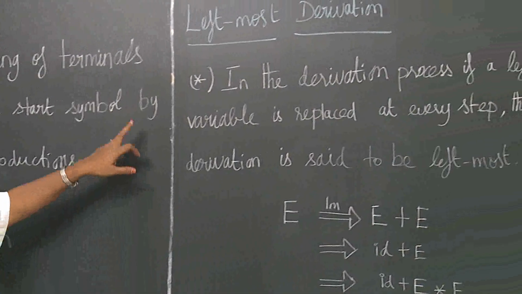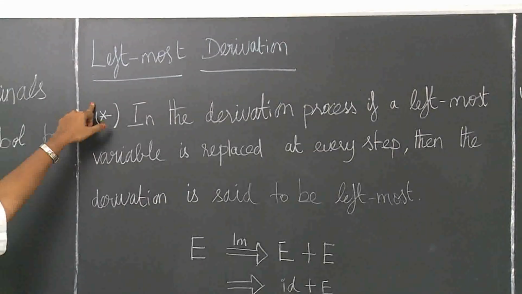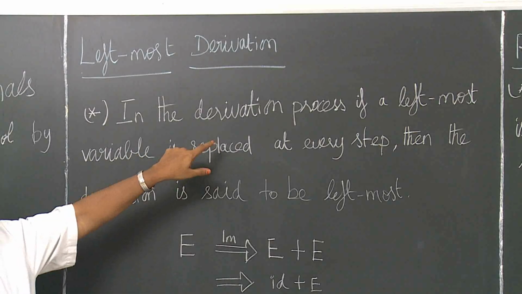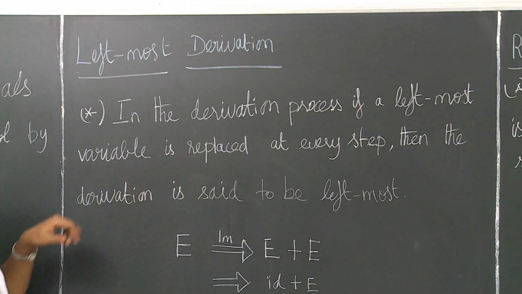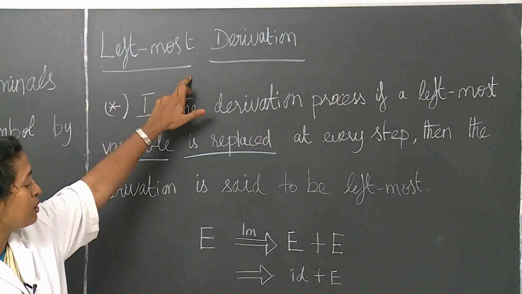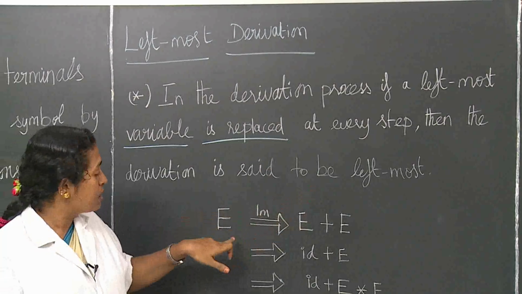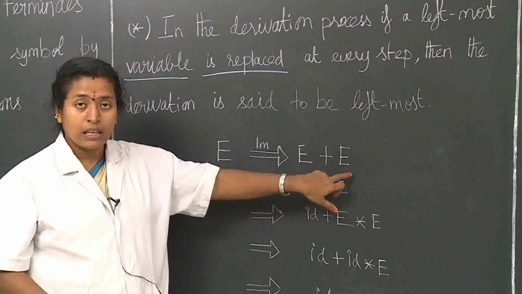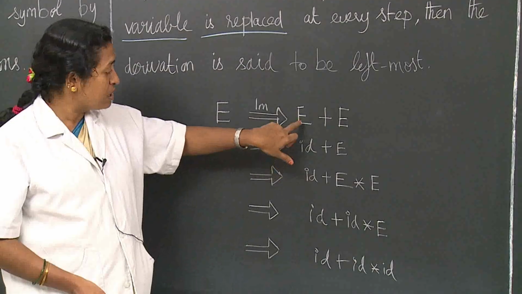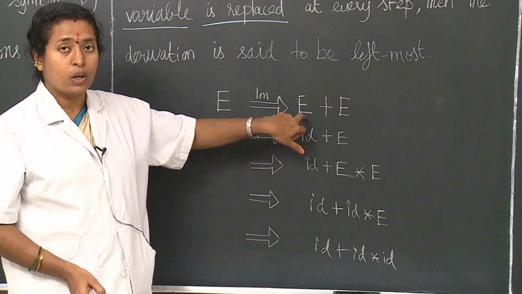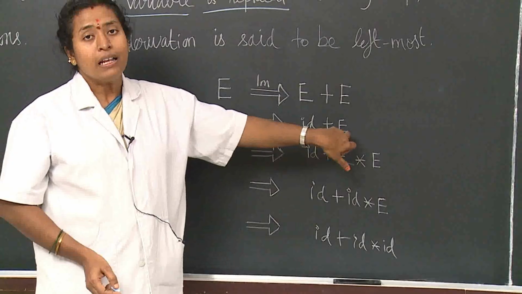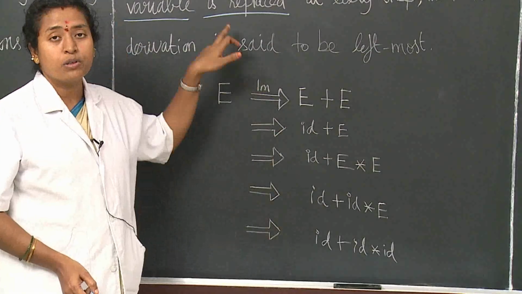Next we can see what is leftmost derivation. The derivation may be classified into leftmost derivation and rightmost derivation. In the derivation process, if the leftmost variable is replaced, that derivation is known as leftmost derivation. If you see the example here, E plus E, in this, this E is the leftmost, and we are deriving from this. So first we are going to replace the leftmost non-terminal with the terminal. Then afterwards we are going to expand or replace the remaining things. So this is known as leftmost derivation.